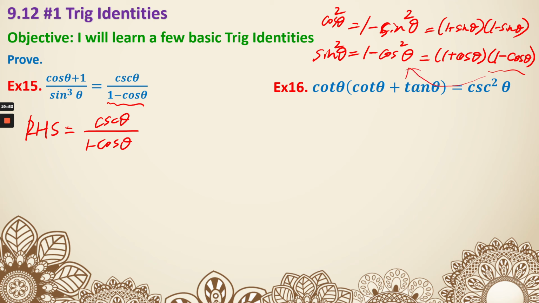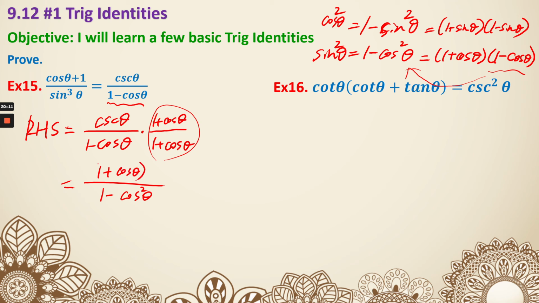Of course I can. I'm just going to multiply the top and the bottom by 1 plus cosine theta. Because that's basically a 1, it wouldn't change anything. But for the bottom, I'm going to get 1 minus cosine theta squared. The top is 1 plus cosine theta times cosecant theta. The bottom, 1 minus cosine theta squared, is sine theta squared. As for the top, 1 plus cosine theta, and the cosecant is actually 1 over sine theta.